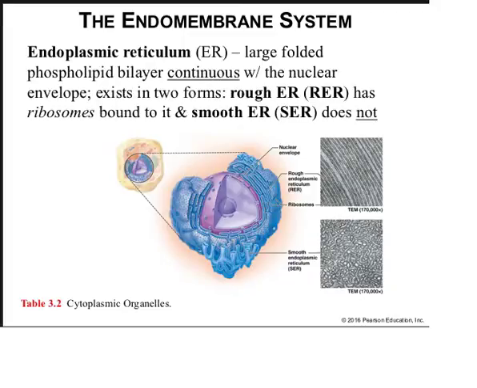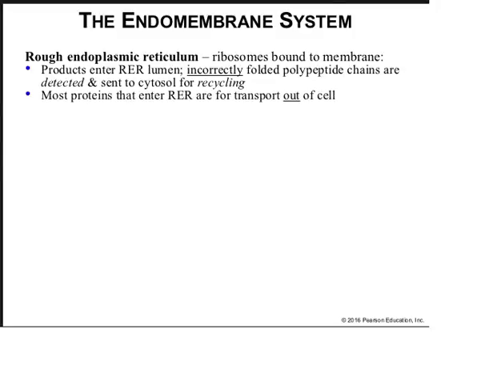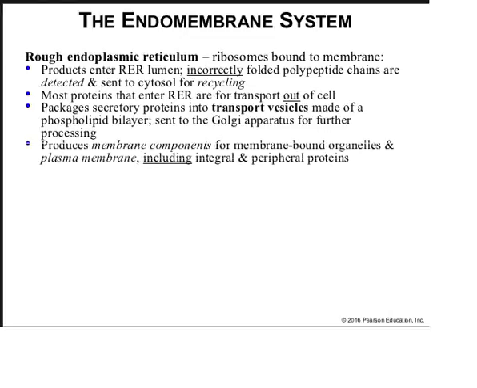The endoplasmic reticulum is a large folded phospholipid bilayer continuous with the nuclear envelope and exists in two forms, the rough and the smooth ER. The rough ER has ribosomes attached to it, while the smooth does not. The rough endoplasmic reticulum, with its bound ribosomes, has protein synthesis going on at its surface. The products enter the rough endoplasmic reticulum lumen from the ribosome. Incorrectly folded polypeptide chains are detected and sent to the cytosol for recycling. Most proteins that enter the rough endoplasmic reticulum are destined for transport out of the cell. It also packages secretory proteins into transport vesicles made of a phospholipid bilayer that are sent to the Golgi apparatus to be processed and labeled. It produces membrane components for membrane-bound organelles in the plasma membrane, including integral and peripheral proteins.